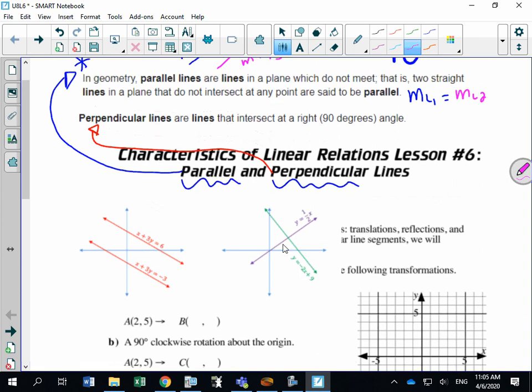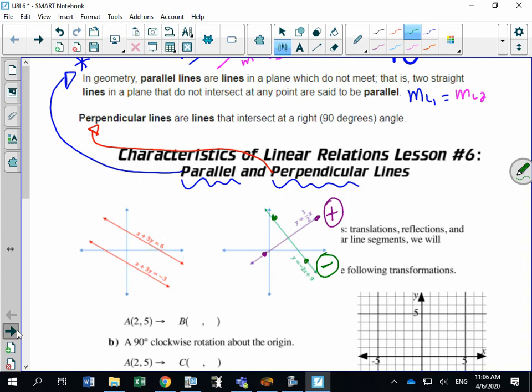Now, a couple of things. Parallel, we said that the slopes are equal. Obviously, for perpendicular, these are not going to be equal slopes. So for this purple line, if I just said, well, would this be a positive, negative, zero, or undefined slope? You're going up the hill, so this purple line would have a positive slope. This green line, you're going down the hill, would have a negative slope. So the first thing that I want you to see is that for perpendicular, you're always going to have one slope that's positive and one slope that's negative.